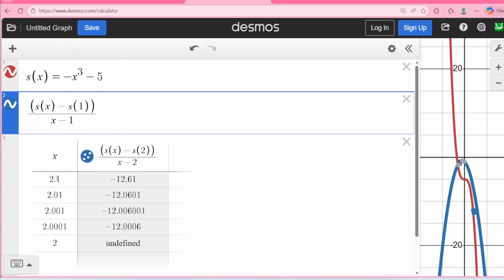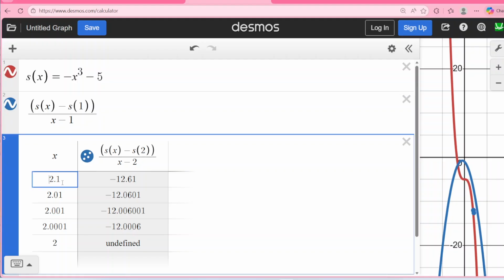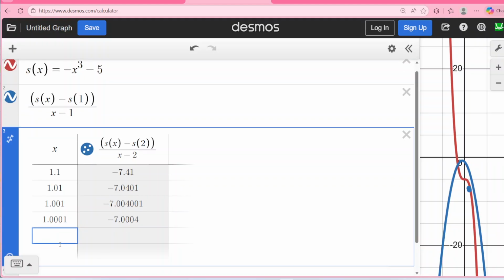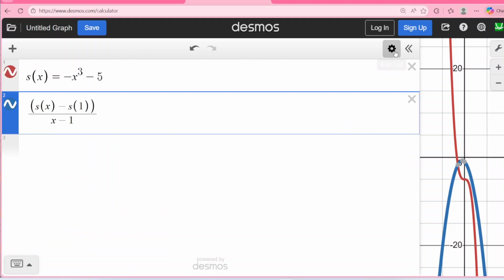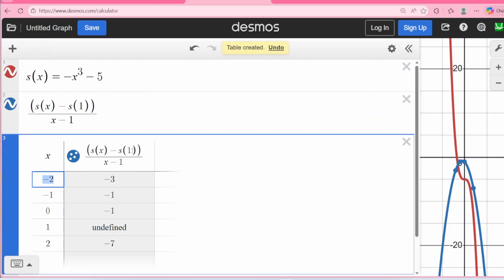All right, so then I need to change this table up, right? I don't want 1, 2, I want to be near 1. So we're plugging in 1.1, 1.01, 1.001, and 1.0001, right? And you see at 1, this expression would be undefined. Oh, crap, all right. Need to make a new table. Sorry, new table for this. That was for when 2 was there. See, now it's got 1.